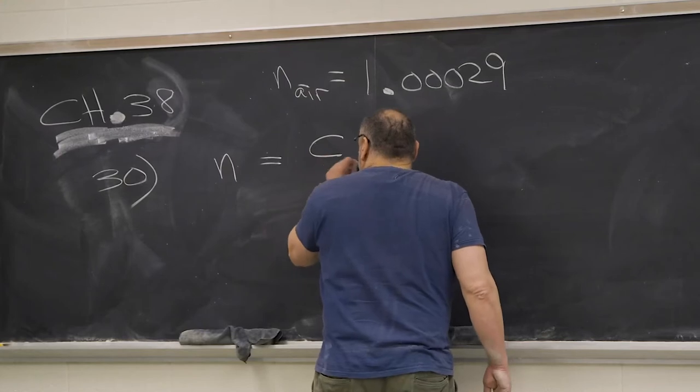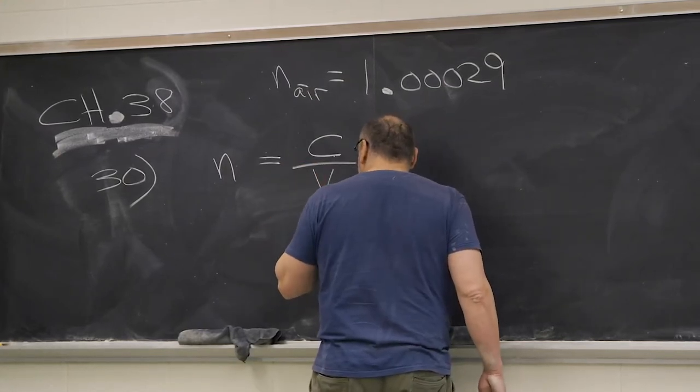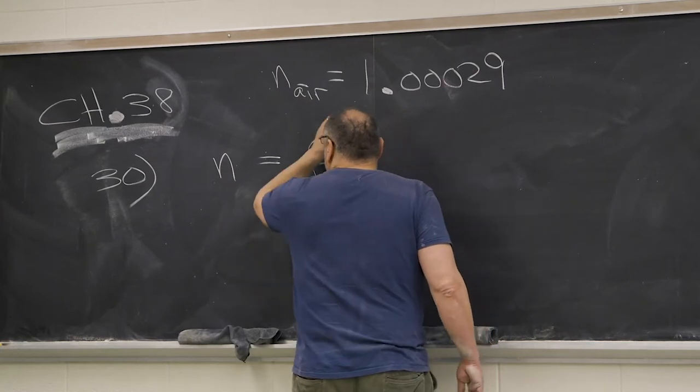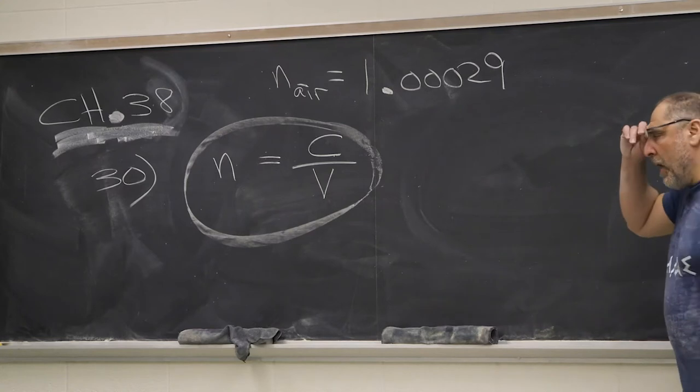Now let's talk in general, guys. The speed of light in a vacuum divided by the speed of light in the medium, that ratio will give you the index of refraction. It's about that simple.